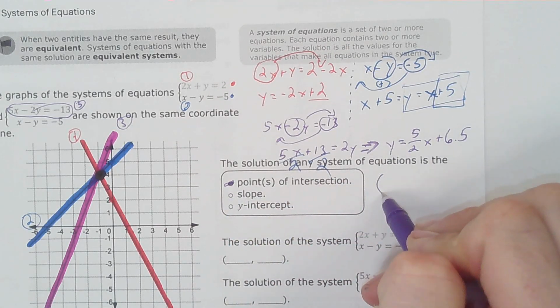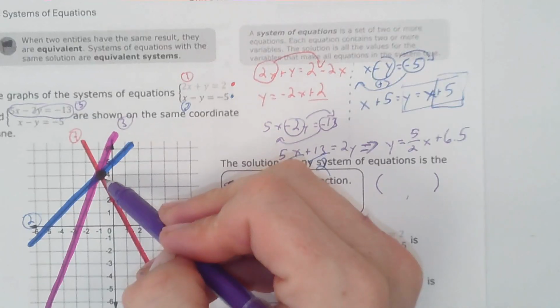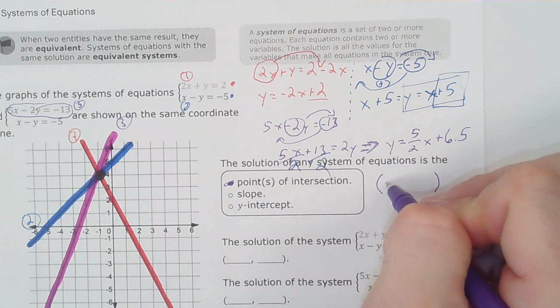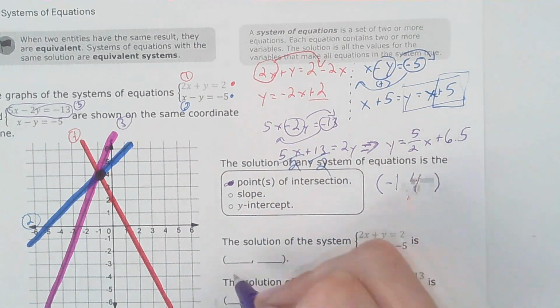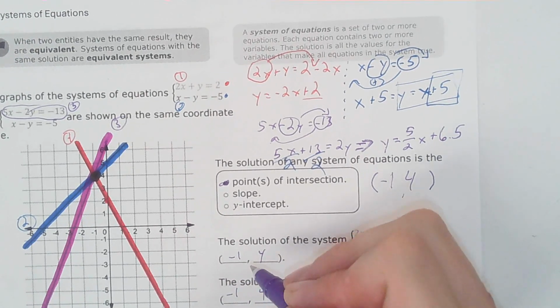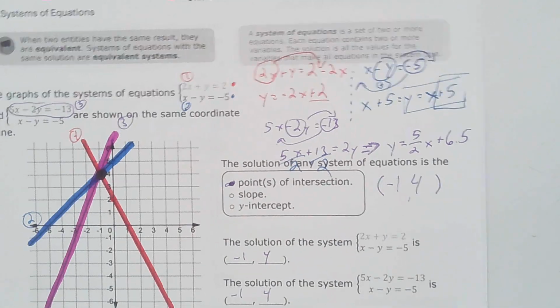So what is the x value for this black point here? It's -1, and what's the y value? 4. So that's our solution. It's -1 and 4, for both of these. I need this one and this one. Okay, so that's how I do it, just looking at a graph.